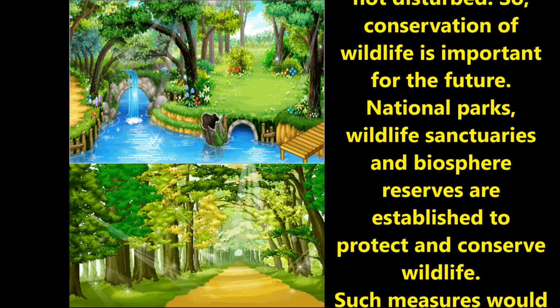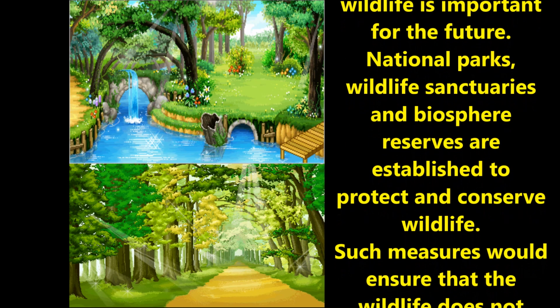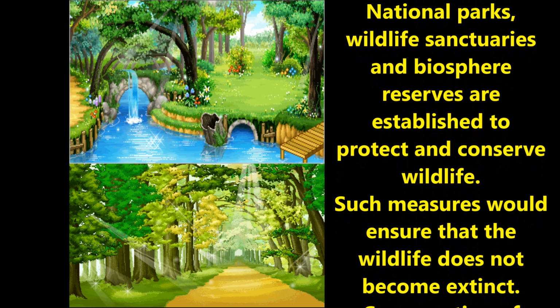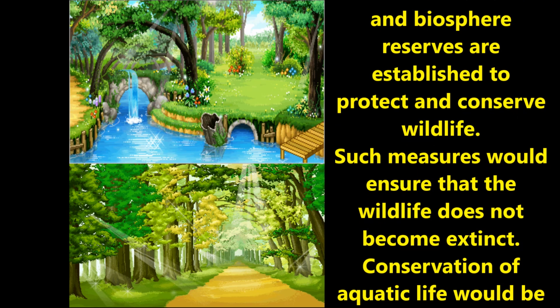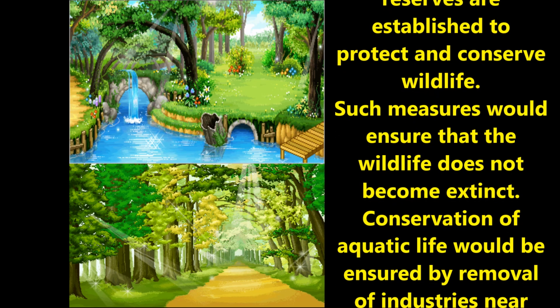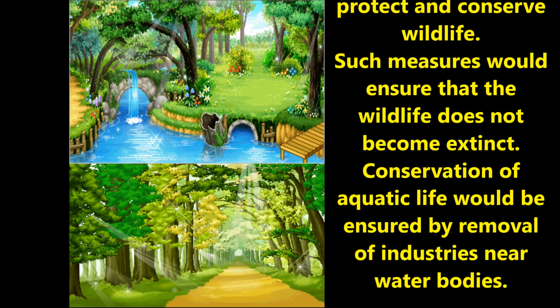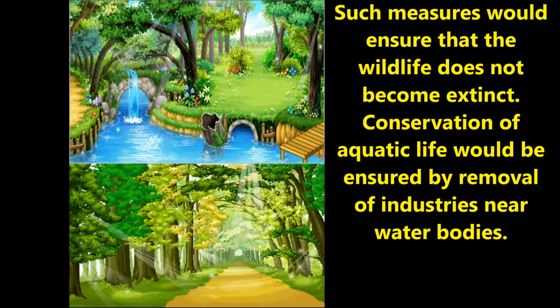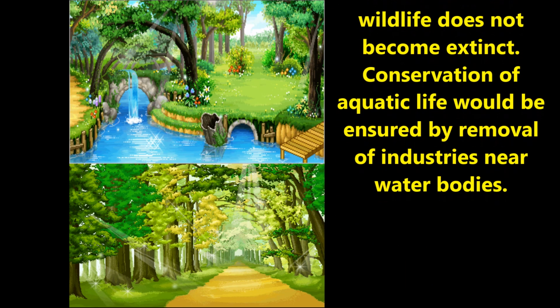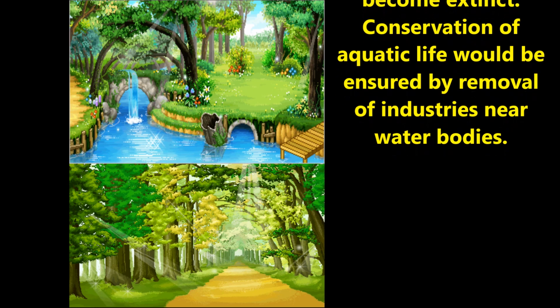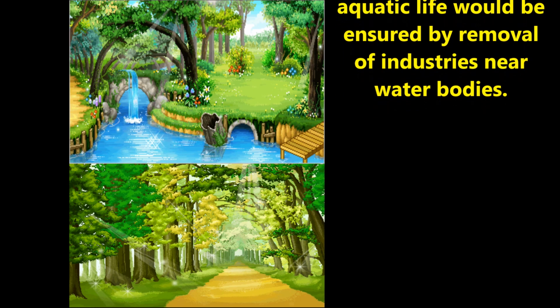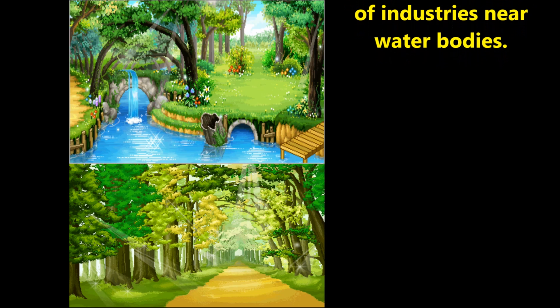So, conservation of wildlife is important for the future. National parks, wildlife sanctuaries, and biosphere reserves are established to protect and conserve wildlife. Such measures would ensure that the wildlife does not become extinct. Conservation of aquatic life would be ensured by removal of industries near the water bodies.